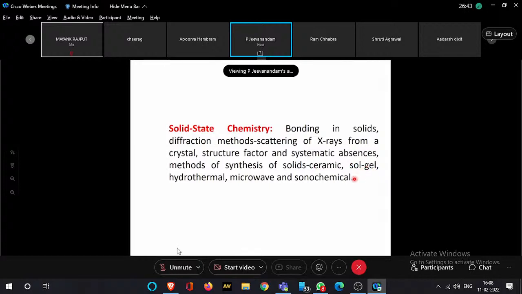So this is basically a solution-based method. As the name suggests, you will have some kind of sol, which is a colloid. Then the colloid will become a gel. We will talk about it later in depth. Then the hydrothermal method. This method basically uses water as a solvent, and then you use temperature and pressure to make some special solids. That is why we call it the hydrothermal method. And the two other methods we will talk about are the microwave method and the sonochemical method.